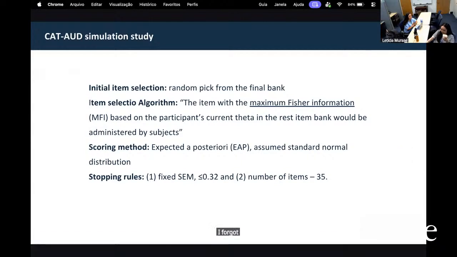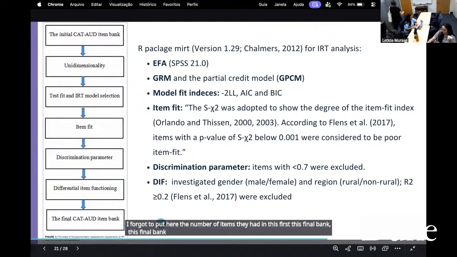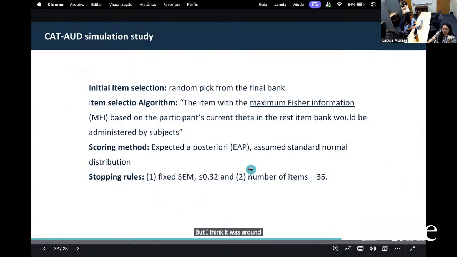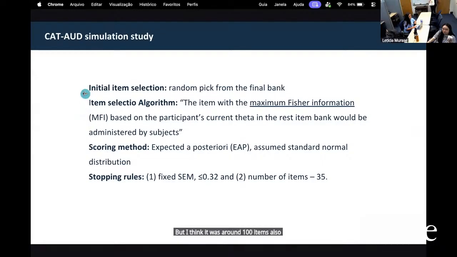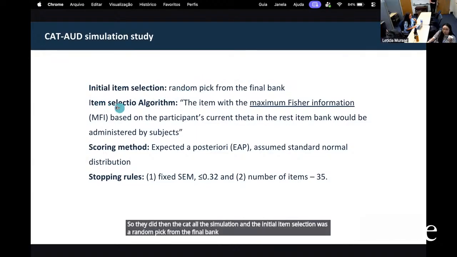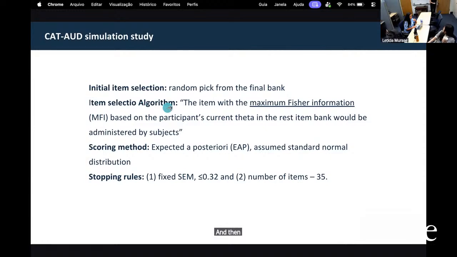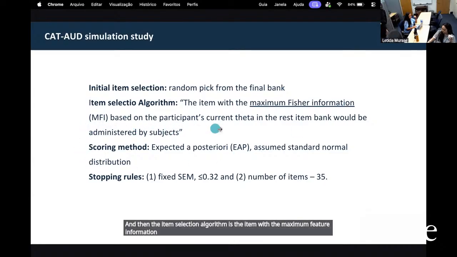I forgot to put here the number of items they had in this final bank, but I think it was around 100 items also. So they then did the CAT-AUD simulation, and the initial item selection was a random pick from the final bank. And then the item selection algorithm is the item with the maximum Fisher information, MFI, based on the participant's current theta estimated from this first random pick.